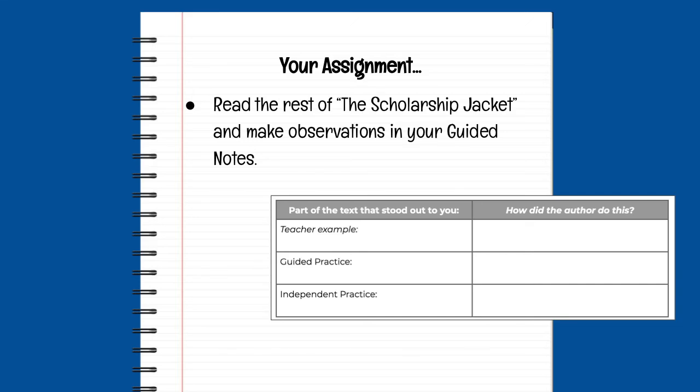Okay, so one last final recap of what you're doing right now is you are going to read the rest of the scholarship jacket and make observations in your guided notes in this little table here. We did this first row together, and I have this one started for you in your notes. I explained it in the other slide. You're going to make the observations, and this last one, independent, you are doing it by yourself.